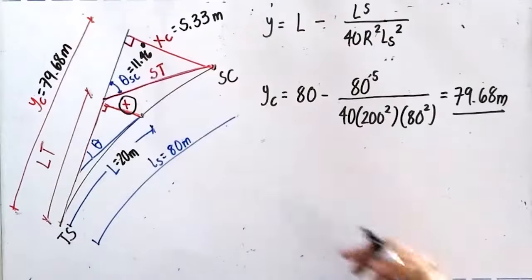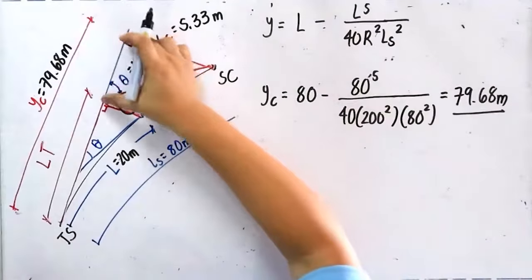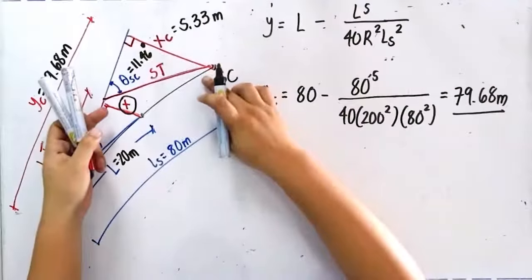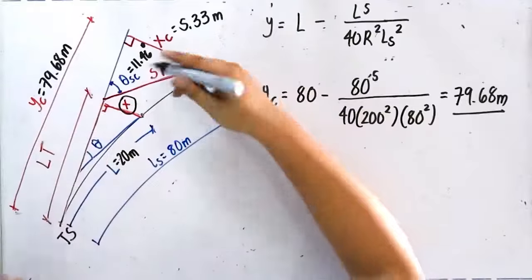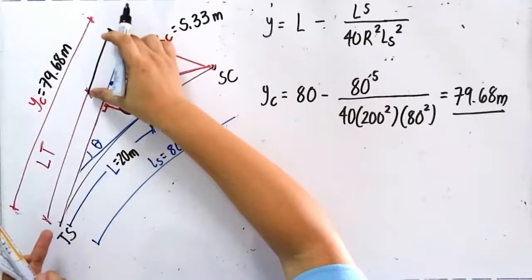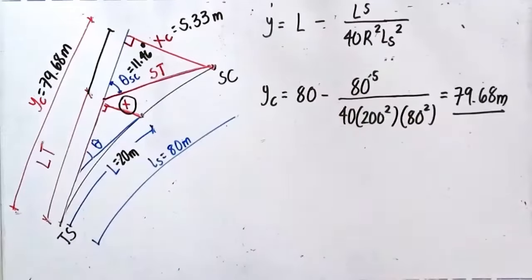And why do you need to get the value of 79.68 meters? Because if you already knew this, then you can actually get this because you already have the details on this right triangle. So if you get this, you just subtract the value of this from the value of SC, then you have the value of the long tangent. But this formula is very long. I will show you the technique on how you are going to get the value of y without memorizing this.